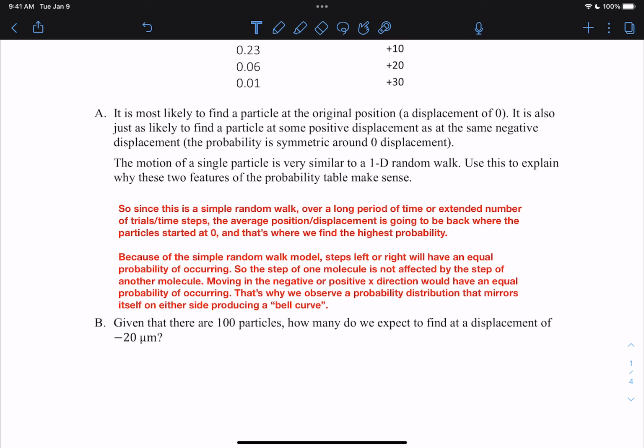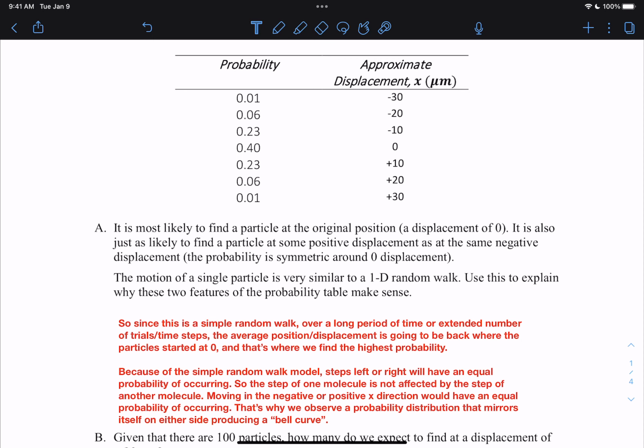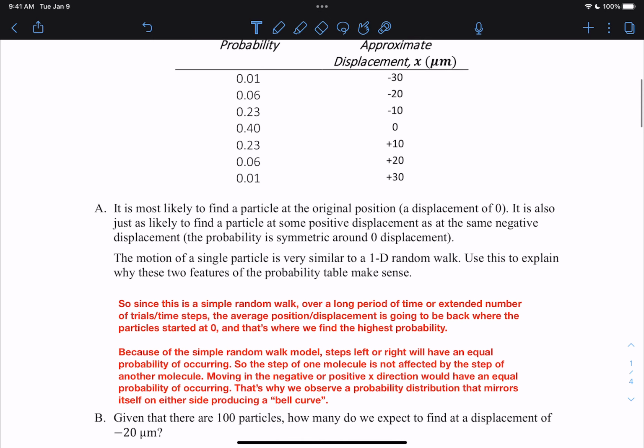But yeah, both explanations are absolutely right. Because it's a simple random walk over an extended number of trials or time steps, average position or displacement is going to be back where we started at 0. That's where we find, incidentally, the highest probability as well. And also because in the simple random walk model, steps left or right will have an equal probability. The step of one molecule isn't affected by another. And so you'll see a probability distribution that has a mirror image on either side, and that's our bell curve. So that's part A.